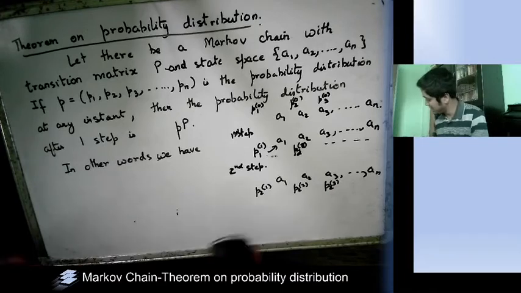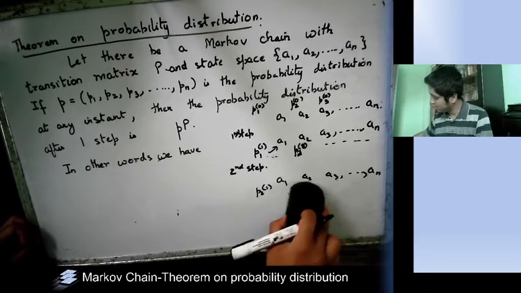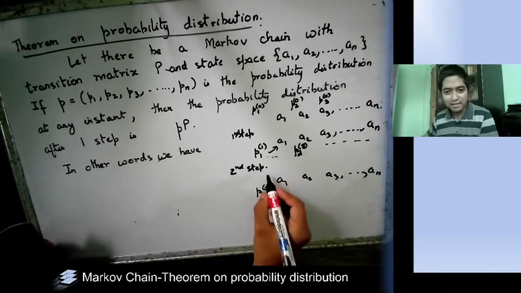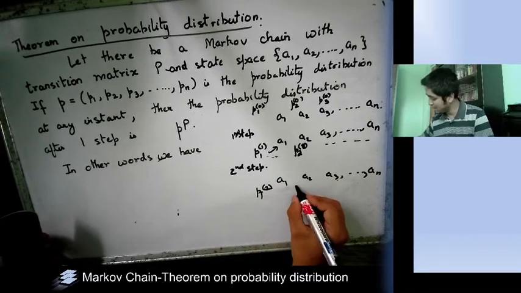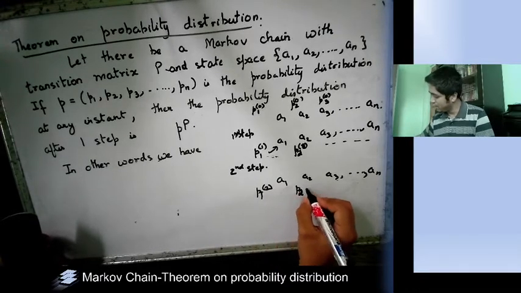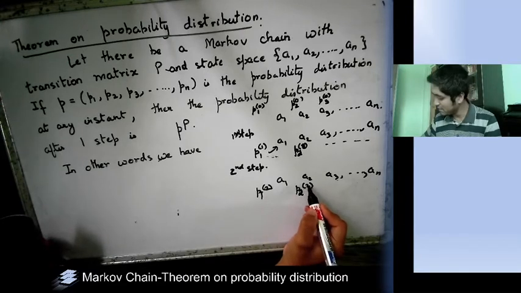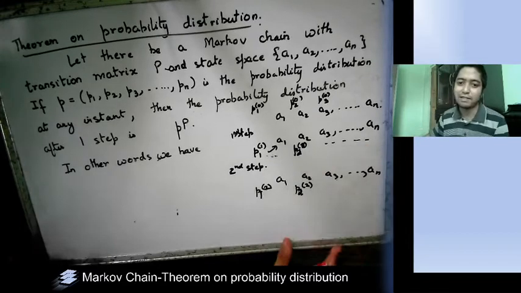Sorry, I made a mistake. It should be p21, the probability after the second step, with the first state. p22, the probability after 2 steps, for the second state. Similarly, we can go on like this.